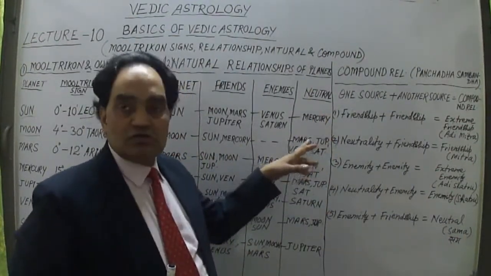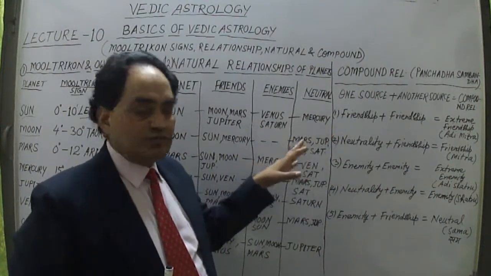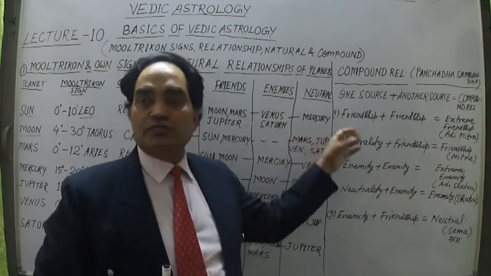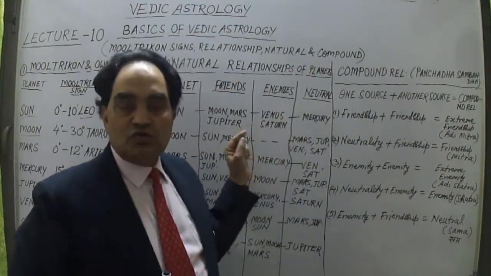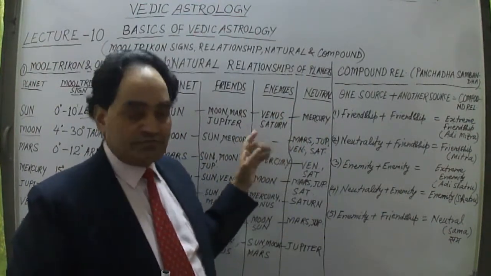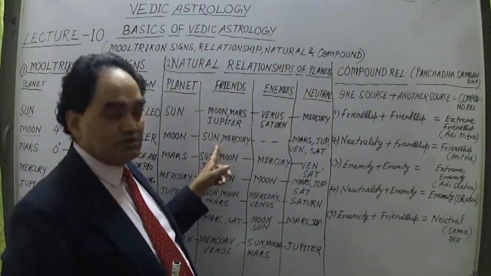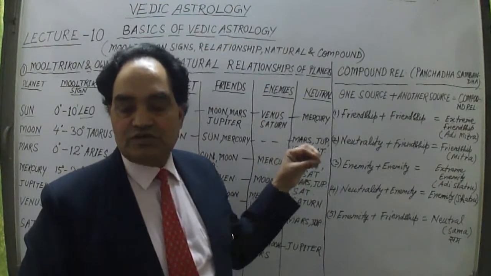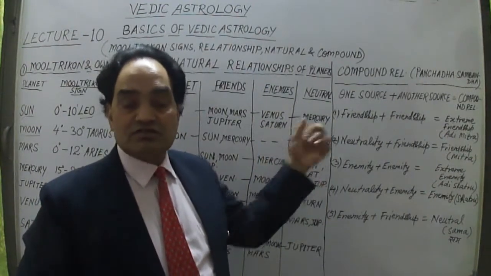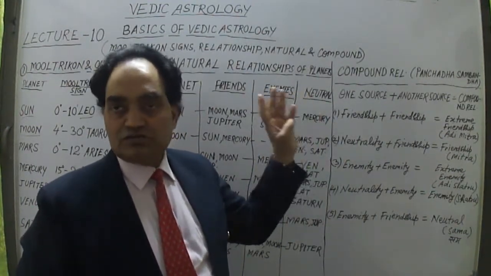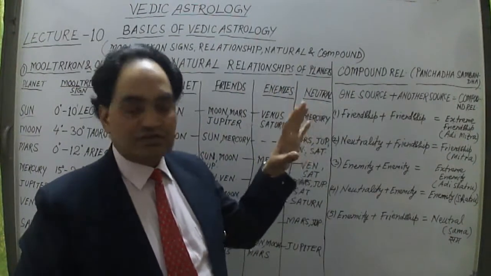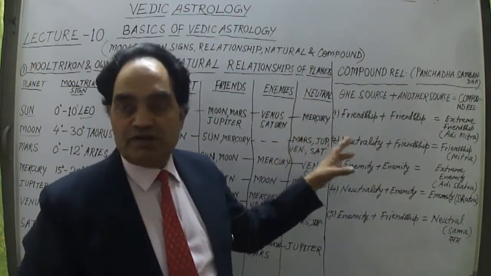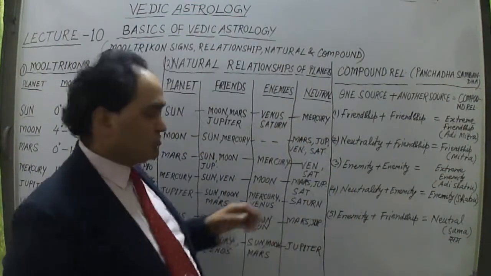Who are neutral? Venus, Saturn, Jupiter and Mars. These four planets are neutral to Moon. Only Sun and Mercury are friends. Right? No enemy, but Sun and Mercury are friends to Moon, and the others are neutral. Got the point? Next thing.